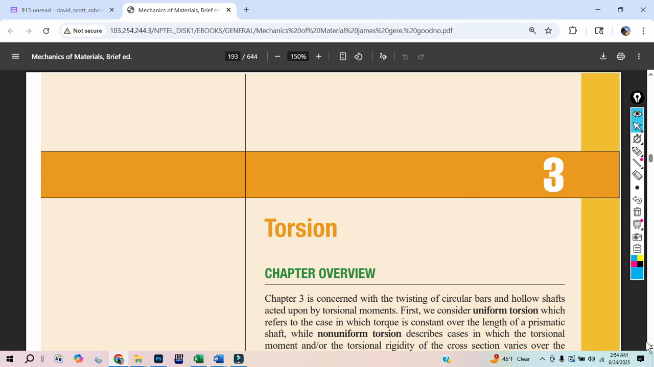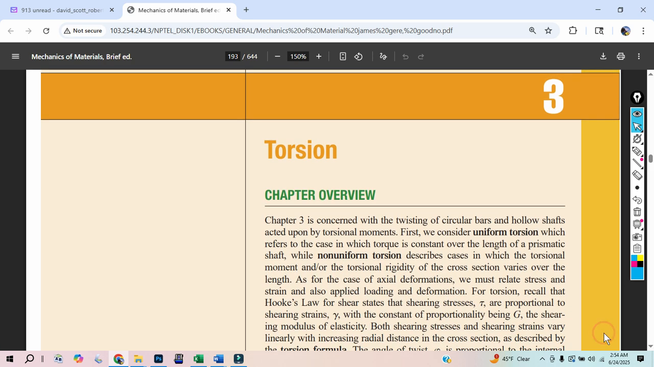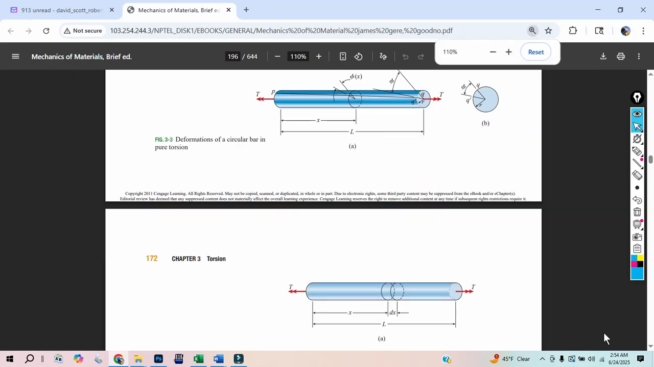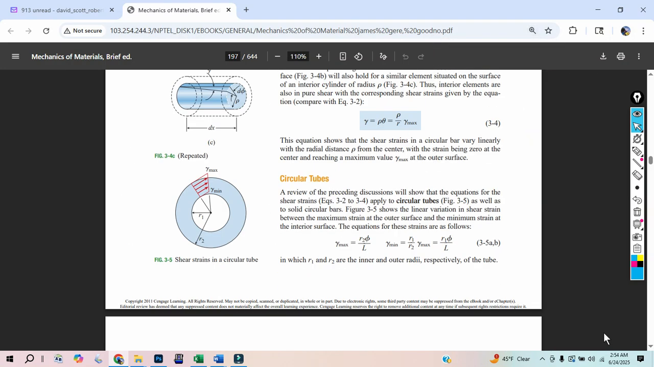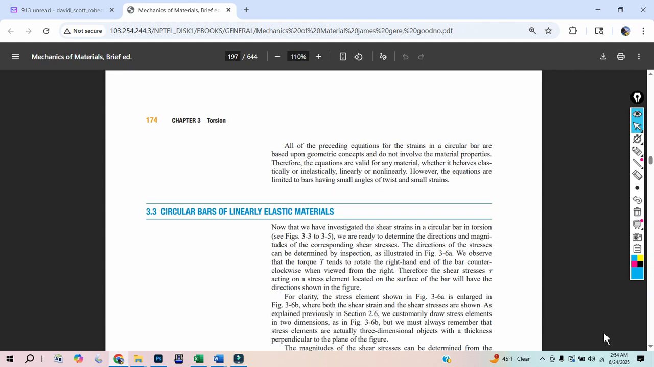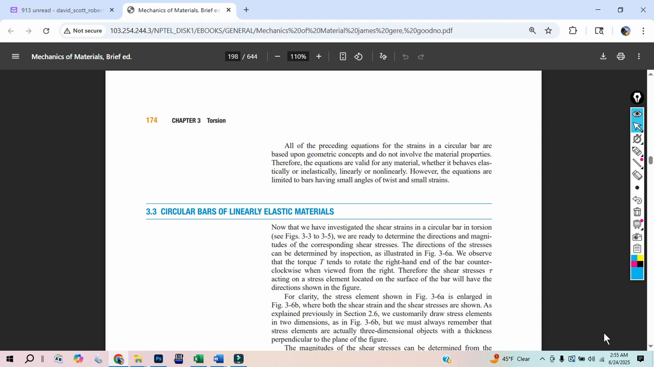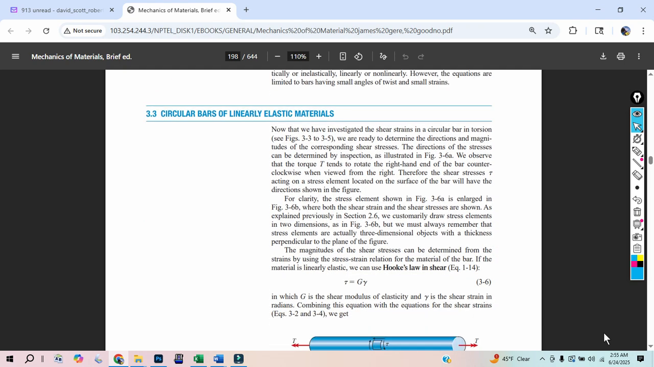So this is the chapter on torsion, and I'm just going to do a better job at reading the specifics and just reading the text. Where we're at in torsion is we're bringing in stress. And so let's just read through.